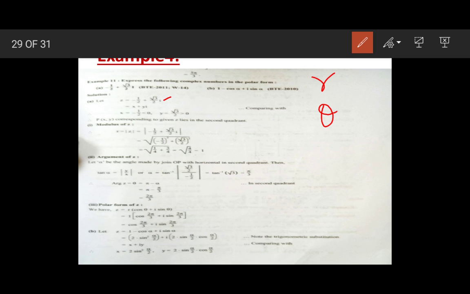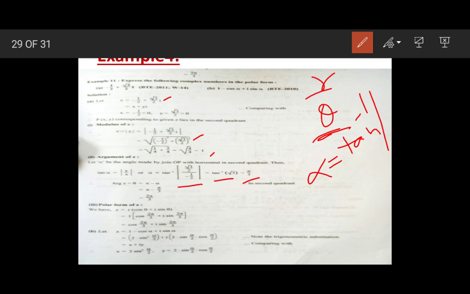A is negative and B is positive. A is negative and B is positive means we use this concept to find the argument, that means to find the theta. So first we are going to find the R. So R is equal to root of A square plus B square. So that is equal to 1. Then to find theta, first we have to find the alpha. So alpha is tan inverse B upon A. So root 3 upon 2 upon minus 1 upon 2. So that is equal to tan inverse root 3, which is pi upon 3, 60 degree.